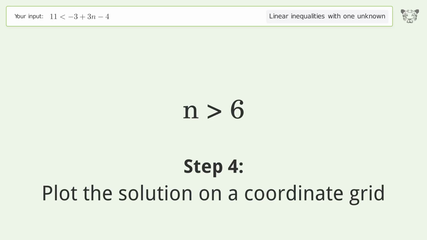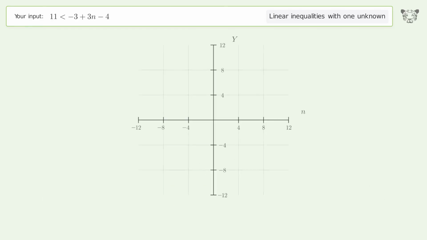Plot the solution on a coordinate grid. And so the final result is n greater than 6.